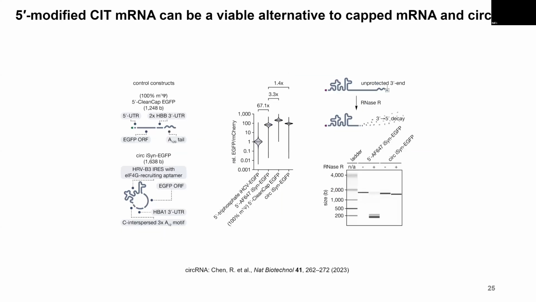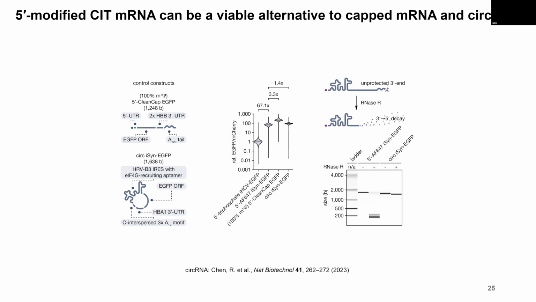From this benchmark, you could see that one of the constructs we tested, called ISIN, or synthetic IRES, performed really well. This design was originally optimized for circular RNA and reported in a Nature Biotechnology paper in 2023, where the authors mentioned that in its linear form it was performing very poorly. So we were very surprised to see how well it performs if it's just modified at the 5' end.